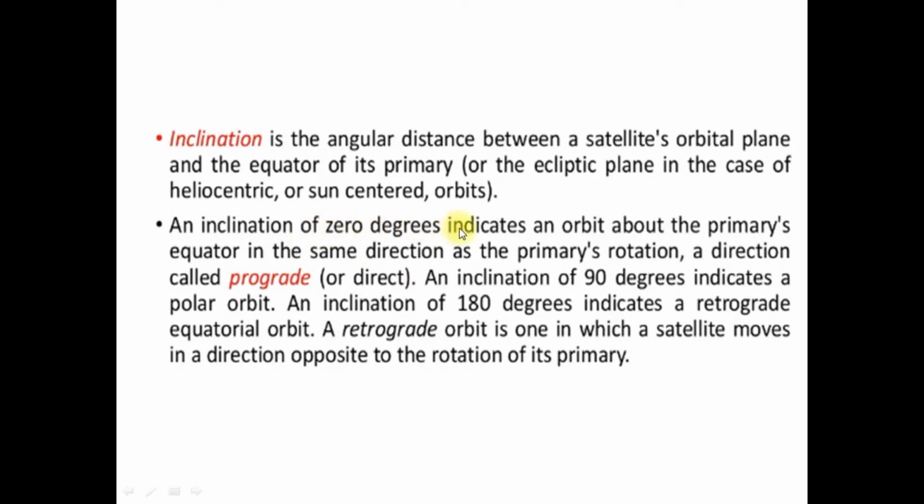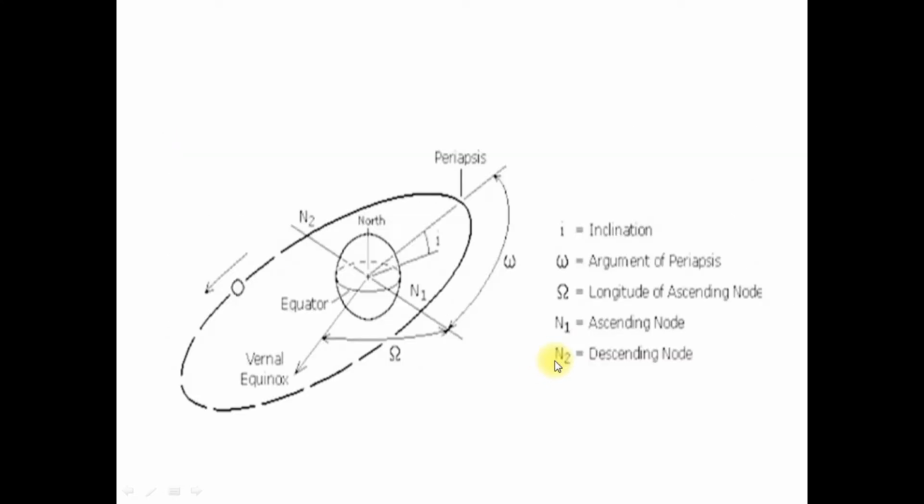An inclination of 0 degrees indicates an orbit about the primary's equator in the same direction as the primary's rotation, a direction called prograde or direct. An inclination of 90 degrees indicates polar orbits. An inclination of 180 degrees indicates a retrograde equatorial orbit. A retrograde orbit is one in which the satellite moves in the direction opposite to the rotation of its primary. So here we have already discussed.